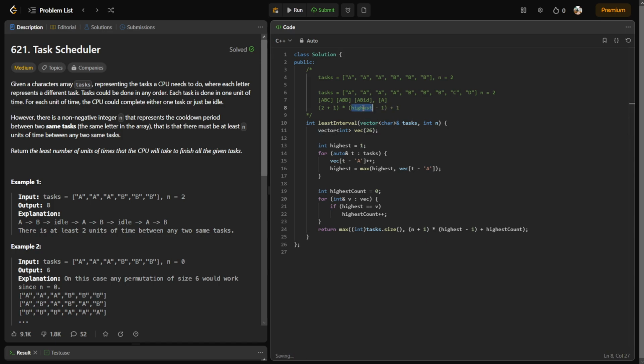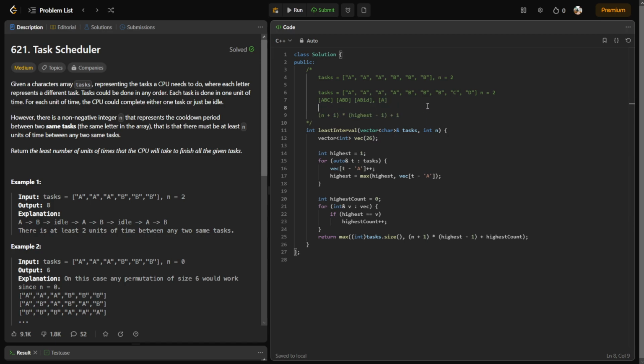Okay, so the highest in this case is 4, right? 4 minus 1 is 3. 3 times 3, we get 9. Okay, I counted wrongly just now. So 10. Okay, 1, 2, 3, 4, 5, 6, 7, 8, 9, 10. Okay, just to be sure, let me count it again.